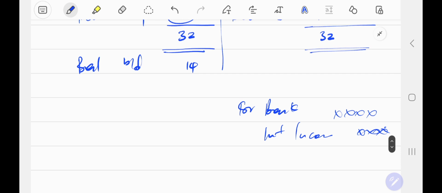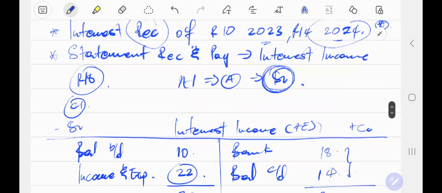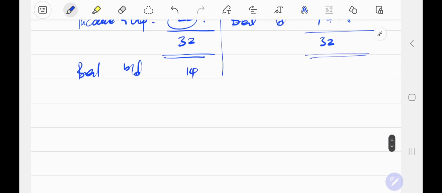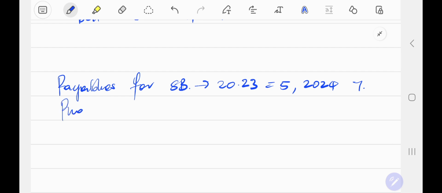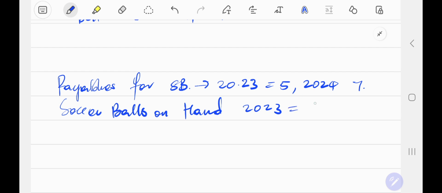Let's say for expenses you have the following scenario. Let's say this is a soccer club, and on the additional information, they tell you that you have payables for soccer balls. Last year, 2023, you had 5 rand, and in 2024 you have 7 rand. And then they also tell you that you have soccer balls on hand: in 2023 you had 2 rand, and in 2024 they were 4 rand.